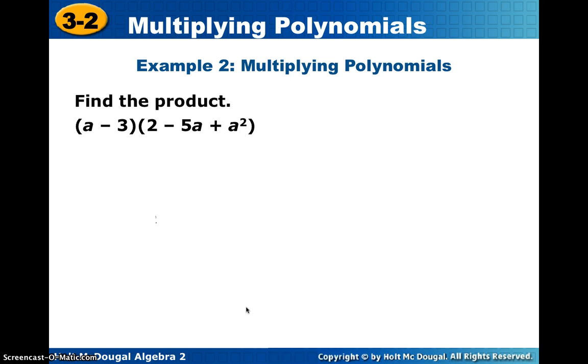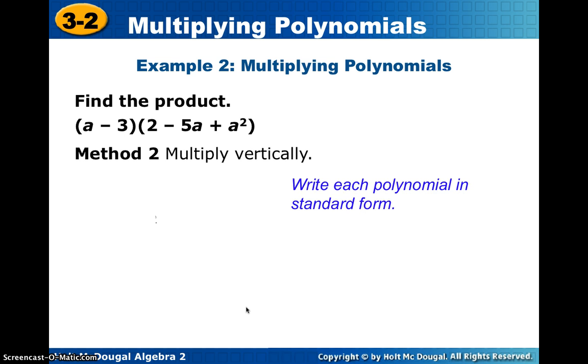The second method of multiplying these is to kind of multiply vertically, like you learned to do in elementary school. We can line these up. Well, first of all, write them in standard form, okay, and line them up on top of each other like this, okay. Then when we multiply, we're going to multiply just like you learned how to multiply 2-digit numbers, okay. The negative 3 times 2.